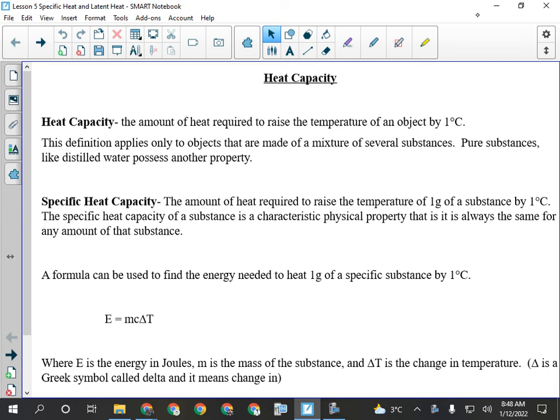Okay, so heat capacity, and specific heat capacity specifically, is the amount of heat required to raise the temperature of 1 gram of a substance by 1 degree Celsius. So the specific heat capacity of a substance, like we said, is a characteristic physical property, and it is always the same for any amount of that substance.